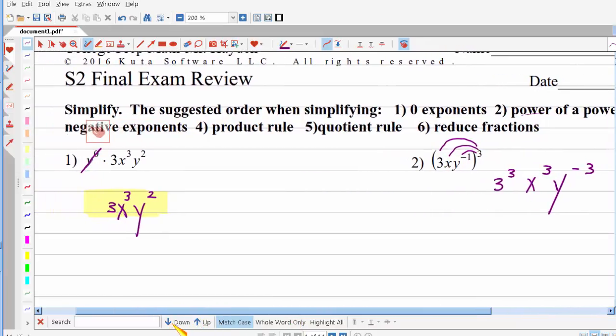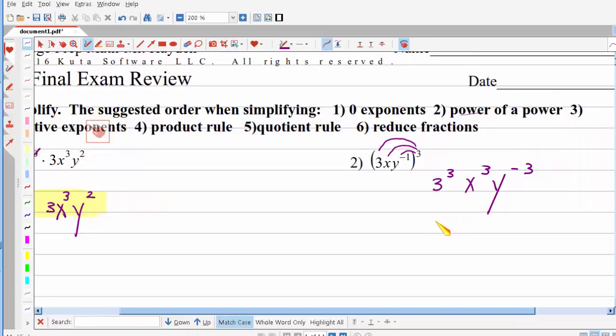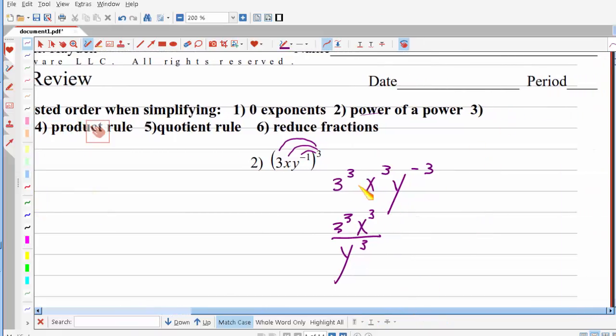Okay, I don't have anything. Yes, I do have negative exponents. So that's the next thing I do. So 3 cubed x cubed, and the y negative 3 goes down in the denominator and becomes y positive 3. And the last thing to do is I would write 3 cubed as 27. So you would get 27x cubed over y cubed.